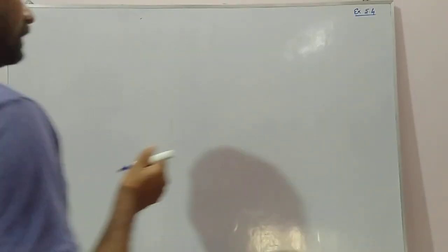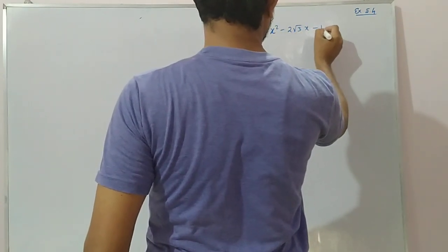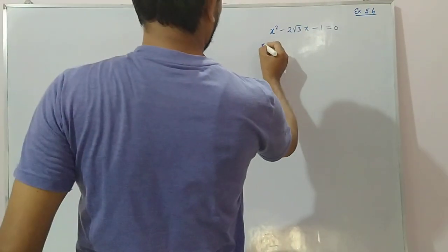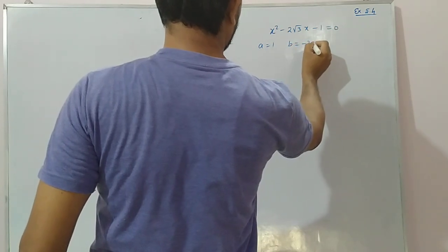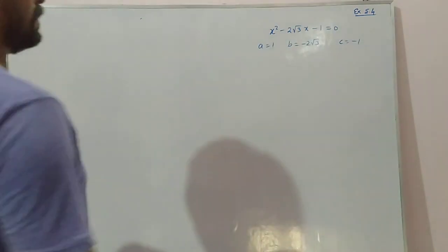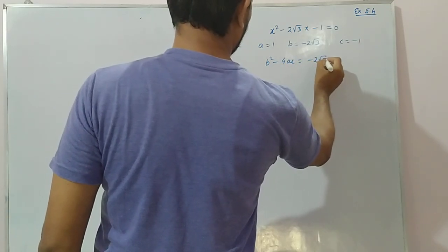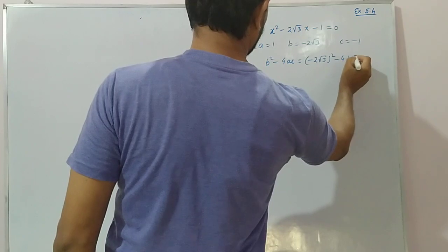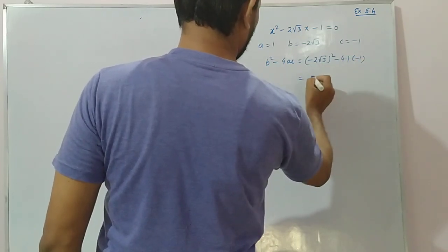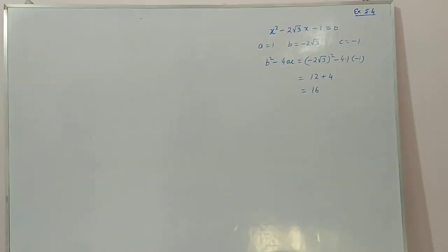Number 2 is x square minus 2 root 3x minus 1 equal to 0. Here a is 1, b is minus 2 root 3, c is minus 1. So we will find b square minus 4ac, that is minus 2 root 3 the whole square minus 4 into 1 into minus 1. So 4 into 3 is 12, plus 4 is 16. So b square minus 4ac is 16.